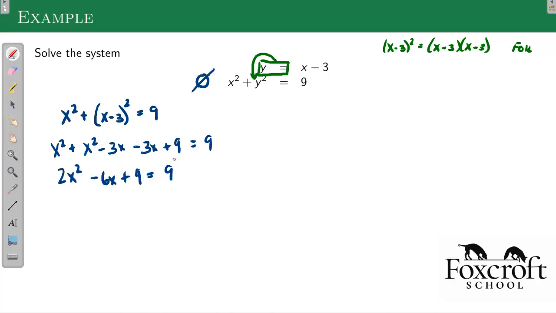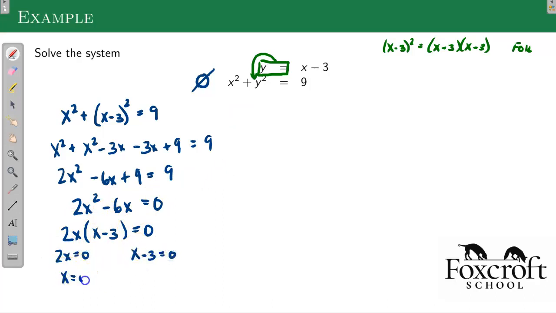So now you can see the difference between solving linear systems versus nonlinear systems. Here we have a quadratic equation to solve. So how do I solve a quadratic equation? The first thing I do is get 0 on one side, in this case subtracting 9 from both sides. From here you have a couple options. You could use the quadratic formula, but in this case it's a little simpler to just factor. If I factor out the greatest common factor, and then set the factored form equal to 0, I can break this up into two separate equations. And x equals 3 and 0.